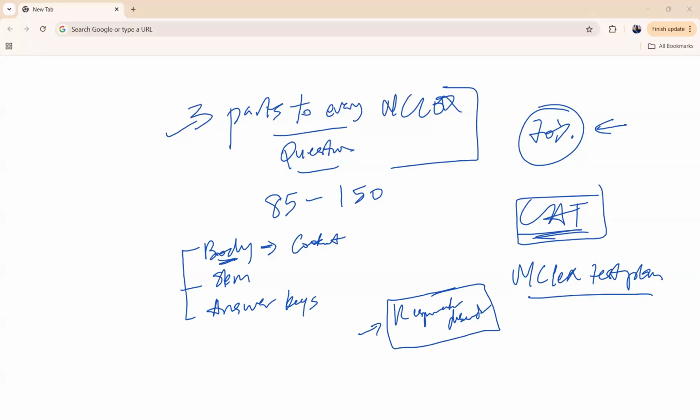The NCLEX knows that in nursing school you have a lot of knowledge, but they want to test you on specific knowledge. That is the reason they created this test plan, which has 146 content areas for RN and 150 content areas for PN. Mind you, the content number might change because they update this test plan regularly, but for now, it's still 146 and 150. So these are the content. That is what you are going to see when you read the body of your question.